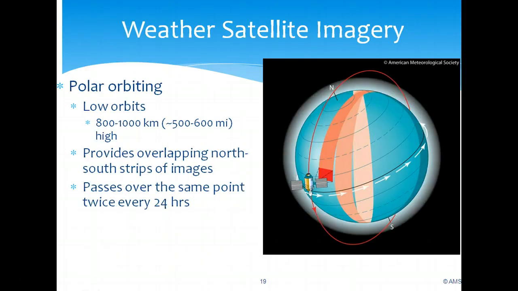A second type of weather satellite which is important for us is something known as the polar orbiting satellites. Compared with the geostationary, these are relatively low orbit satellites, somewhere between 500 and 600 miles above the Earth. They provide overlapping north-south strips of images, and they pass over the same point twice every 24 hours. So they are not geostationary, they are polar orbiting, going around the poles, as you can see from the slide on this particular map.